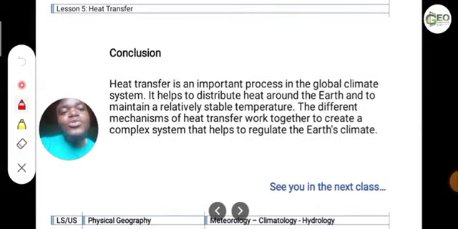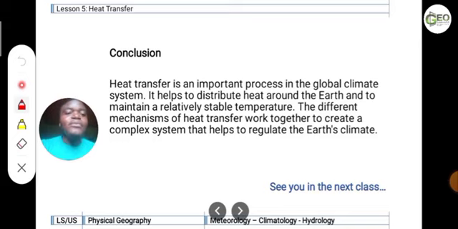That said, dear viewers, we have come to the end of the lesson. But before we part, it is worthwhile recalling that heat transfer is an important process in the global climate system. Of course, heat transfer is responsible for the global climatic parameters, the global climatic elements, because it is thanks to the transfer of heat that different weather conditions, different weather phenomena are produced. It helps to distribute heat around the world and to maintain a relatively stable temperature.